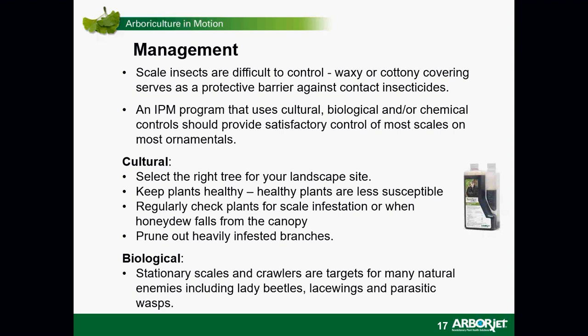Most of these scales are native to the United States. There are a few exotics, but frequently there are a large number of beneficial insects, natural enemies that are known to feed on scales and crawlers. They include lady beetles, lacewings, and a large number of parasitic wasps. So if there are many of these natural enemies, it would be ill-advised to apply any type of insecticide. Obviously, these natural enemies are going to be susceptible to the toxicant as well. So try to let nature take care of itself, at least initially, unless the populations explode.